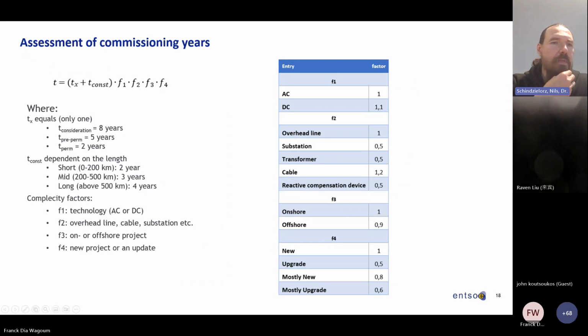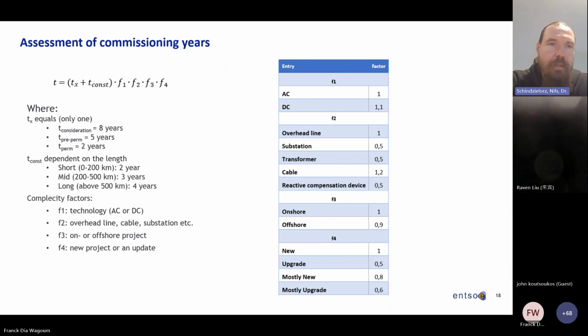And the methodology that you see here is a simple methodology, but by test it has been shown that the results are reasonable, in that way that we can detect projects where we have our doubts if this is a reasonable commissioning year that the project promoter has submitted. And then again, we will contact the project promoter, asking them to explain why they see the submitted commissioning year as the reasonable and correct one.